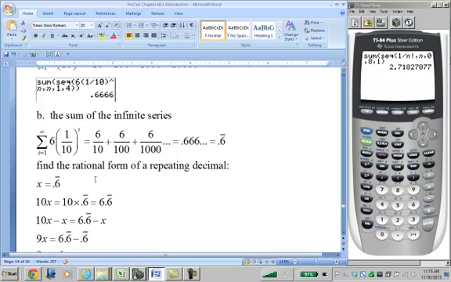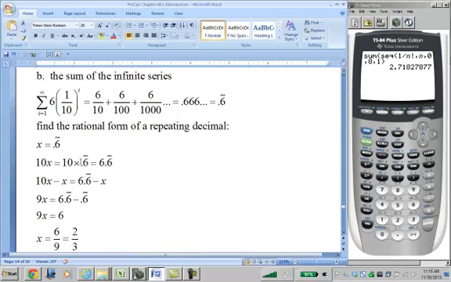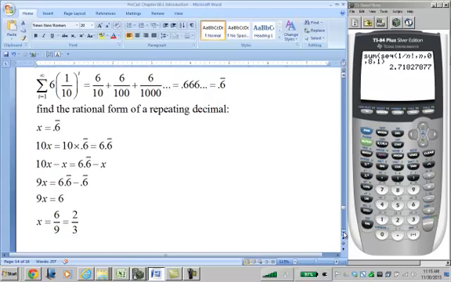Find the rational form of the repeating decimal. For those of you that remember how to do this, you can skip or fast forward. x equals 0.6 repeating. 10x equals 10 times 0.6 repeating, which is 6.6 repeating. Let's subtract x from both sides. We get 9x equals 6.6 repeating minus 0.6 repeating. 9x equals 6, x equals 2/3. Yay.